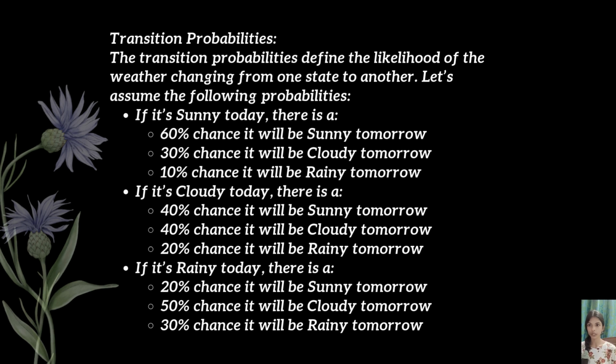If it's cloudy today, there is a 40% chance it will be sunny tomorrow, 40% chance it will be cloudy tomorrow, and 20% chance it will be rainy tomorrow. If it's rainy today, there is a 20% chance it will be sunny tomorrow, 50% chance it will be cloudy tomorrow, and 30% chance it will be rainy tomorrow.